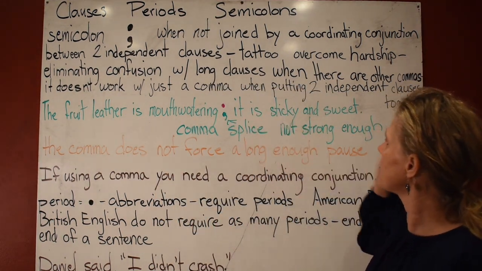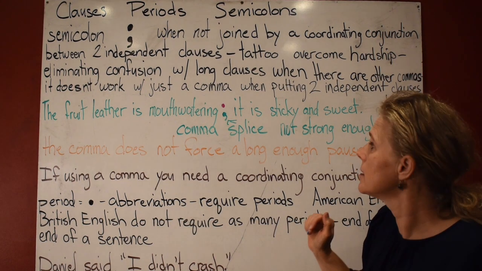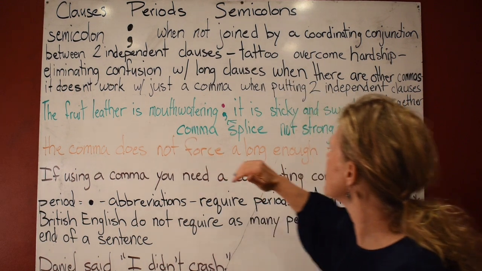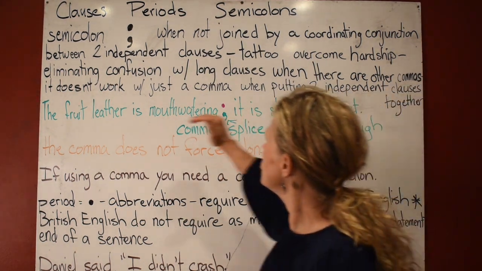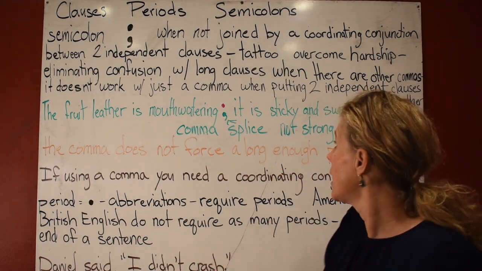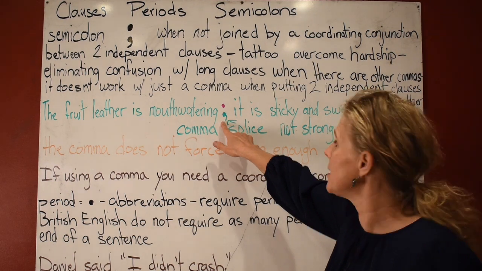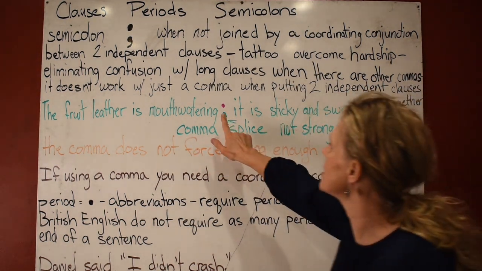Subject and a verb, right? Does that make sense? So you have your subjects and your verbs. These are two complete independent clauses all by themselves. And you can't just put a comma in there. That is called a comma splice. It's not strong enough to link that.